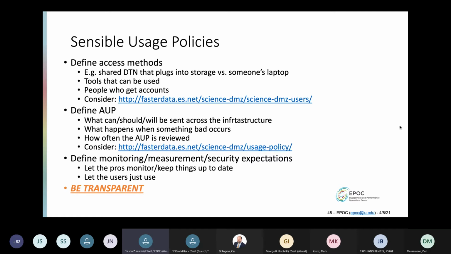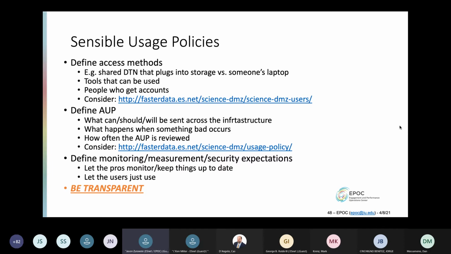Consider trying to define what that access method looks like before this thing is put in place, because once it's built and people know it's there, they're not going to wait around for you to try to figure out what your policy is going to be. So define the policy first. Just define an AUP that goes along with said access methods. Who can, should, and will be sent information.